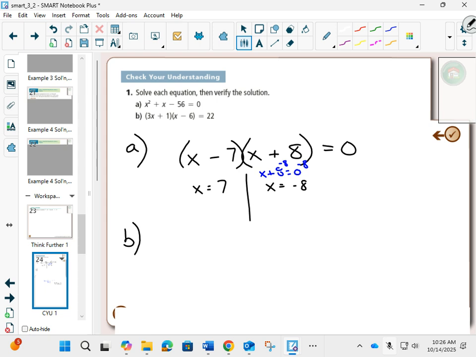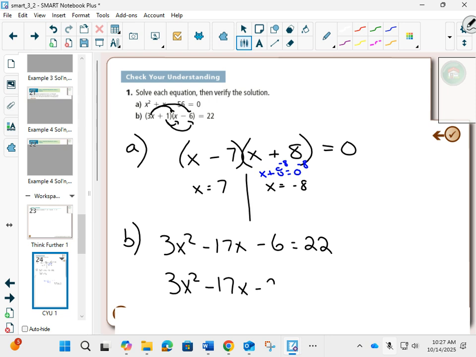Notice the second one. The second one is already factored, but what is on the other side? A number, 22. That is not helpful at all. In this one, we first have to multiply this whole side out and get 3x squared. My outside is negative 18x plus 1x will be negative 17x, and then my last one is minus 6 equals 22. I can multiply it out first, and then bring the 22 over, minus 28 equals 0. Only if it's equal to 0 will it be solvable.